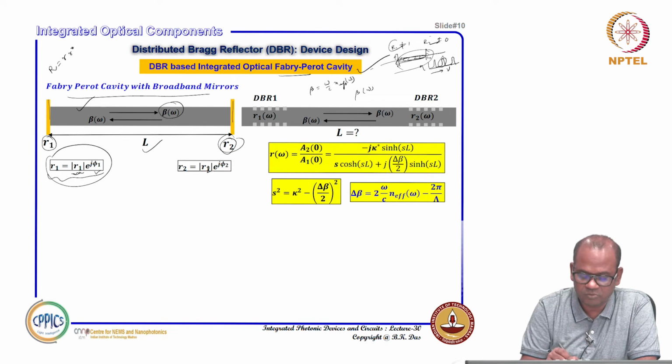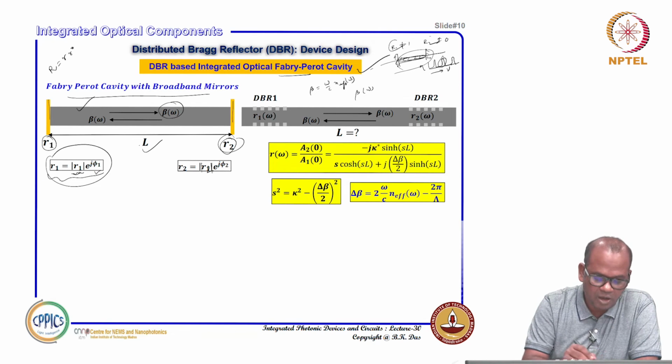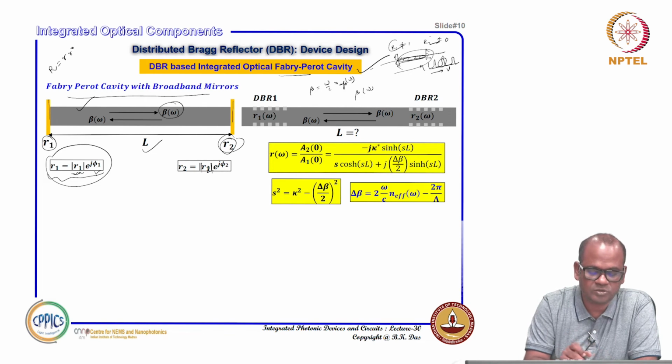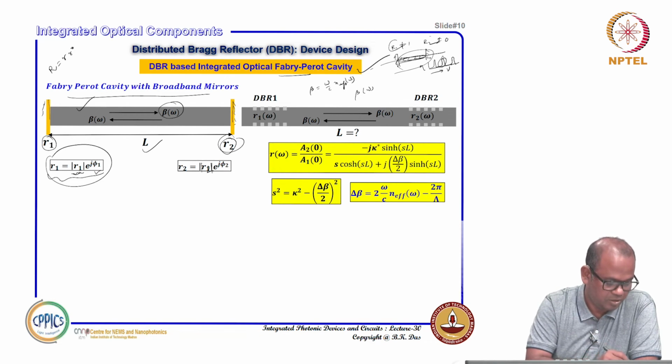R2 equal to the mode of R2 e to the power j phi 2. Okay. Now they are separated by L, and this is a waveguide. For understanding purpose, we are just considering a waveguide separated by mirrors.